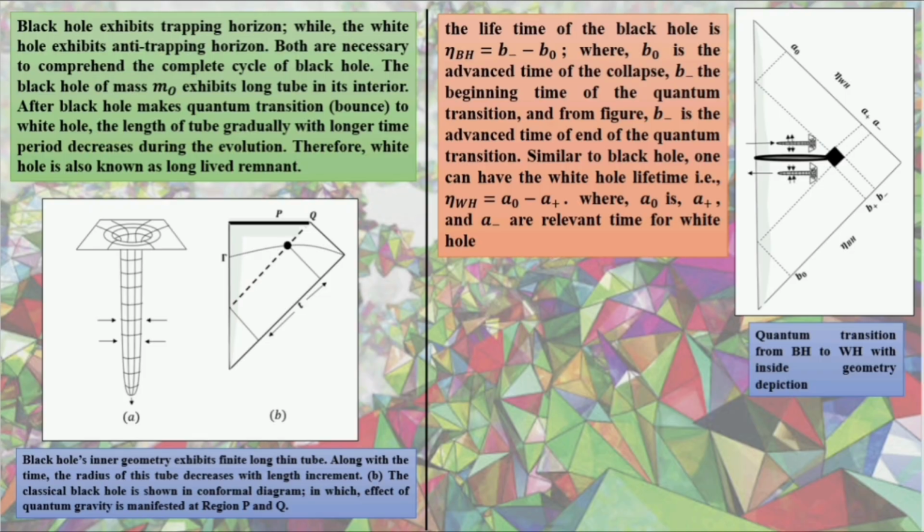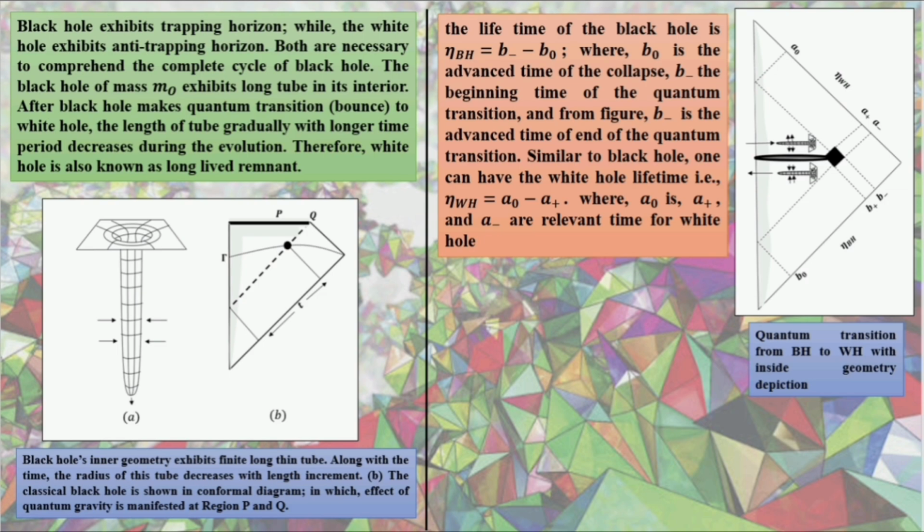So, the black hole exhibits a trapping horizon while the white hole exhibits an anti-trapping horizon. Both are necessary to comprehend the complete cycle of the black hole. The black hole of mass m0 exhibits a long tube in its interior. After the black hole makes a quantum transition, or bounce, to a white hole, the length of the tube gradually decreases over a longer time period during the evolution. Therefore, the white hole is also known as a long-lived remnant.